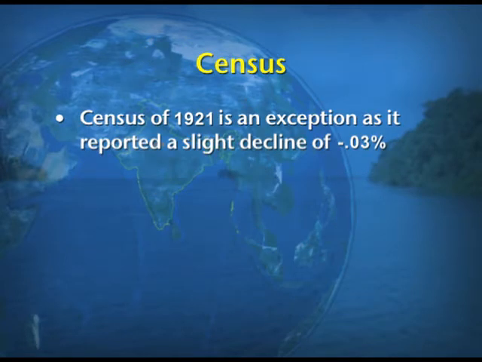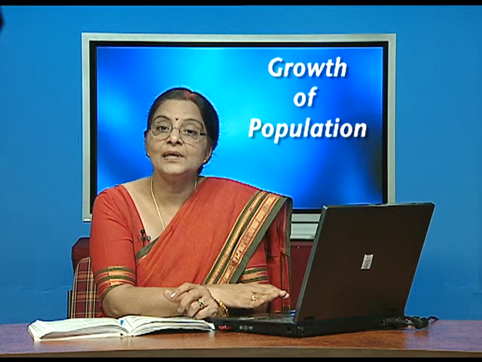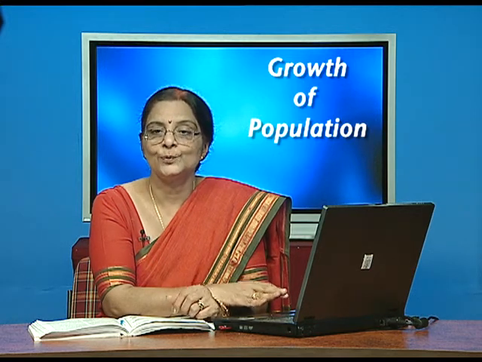The census of 1921 is an exception, as it reported a slight decline in the population, and that decline is minus 0.03%. Because of this decline in place of a rise in the population, the year 1921 is called a demographic divide year, because in this year, instead of a rise in population, there had been a negative growth of population.